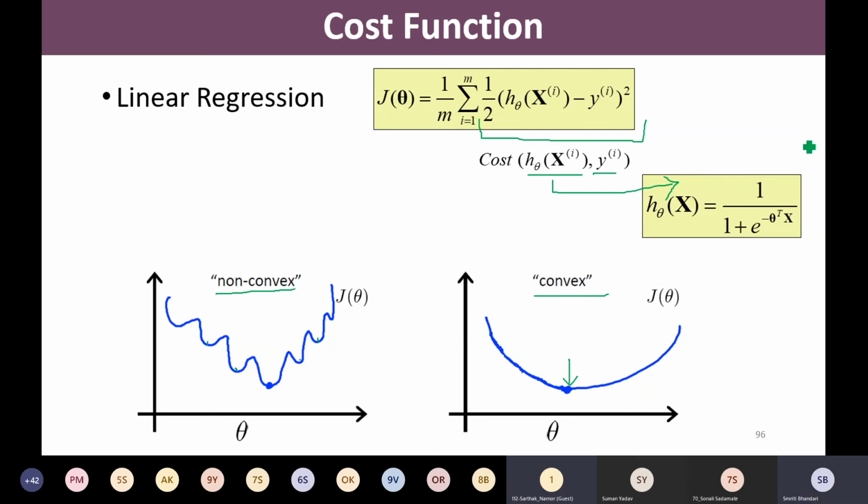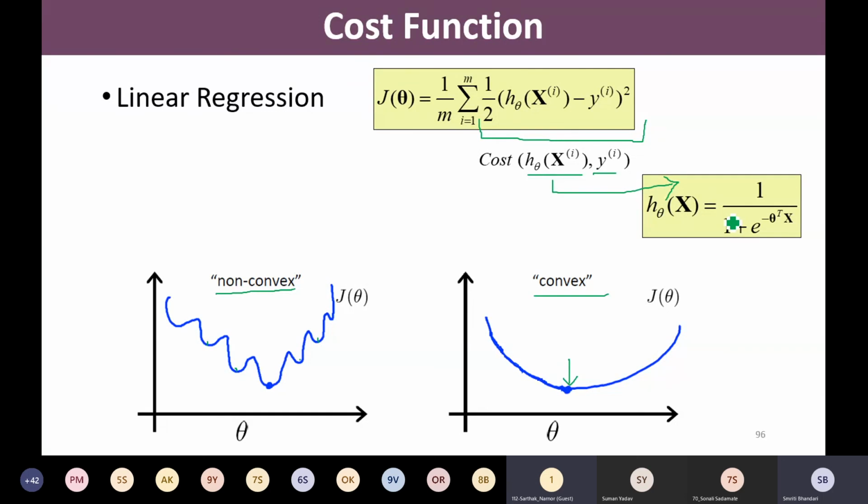Then why is it coming like this, non-convex? See, our hypothesis is different. But ma'am, from the hypothesis we start, na. Then we'll go to the cost function. Yes.